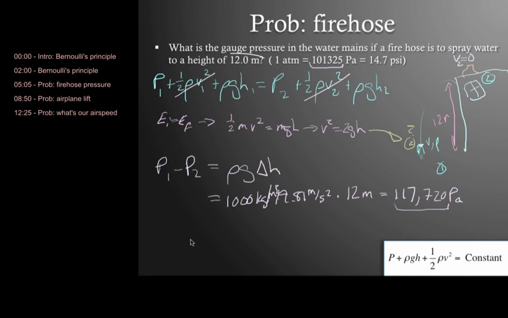So what is this in PSI? So we take this 117,200, then we do our unit conversion, so 101,325 Pascal, and then times 14.7 PSI. So this gives us about 17 PSI.